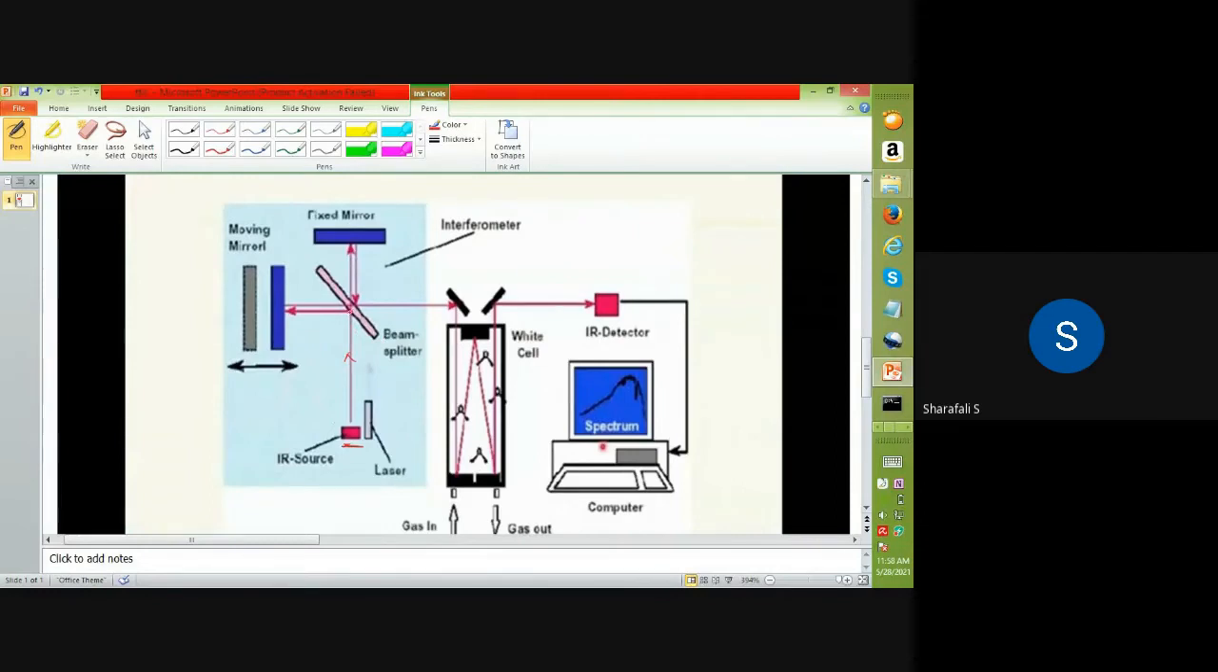So when it reaches this point, half of it will be reflected to this moving mirror, and half of it will be reflecting to the fixed mirror.